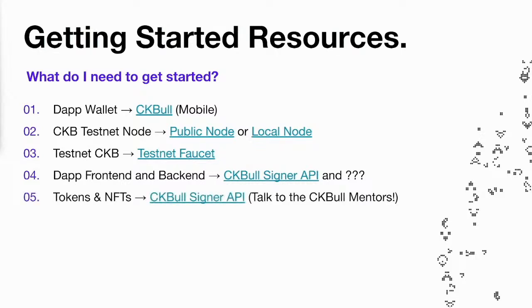And then tokens and NFTs. Again, you're going to be using the CKBull Signer API, but the CKBull mentors are the people you want to talk to about this, because they can make the recommendations on how to actually accomplish this with their tooling. I would recommend you start small and expand your scope. Start with the sign-in functionality. Start with a basic transfer, which CKBull will be providing an example of. And then if you really need tokens and NFTs, make sure you get in with the CKBull mentors as soon as possible and get their recommendations on how to handle that.